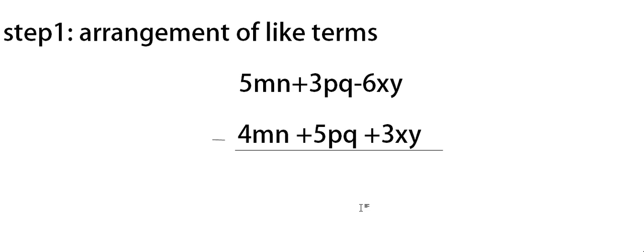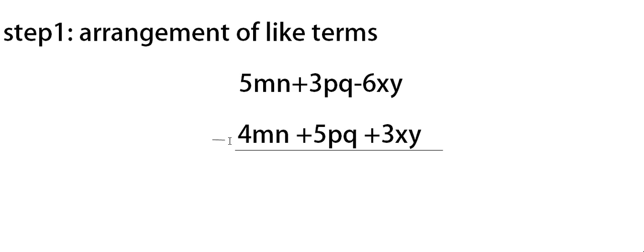Now in subtraction, there is a different rule. Look at the second expression. The second expression is 4mn. Now 4mn does not show any sign in front of it, but when a term does not have any sign in front of it, it is always assumed to be plus. So you better write a plus sign there.